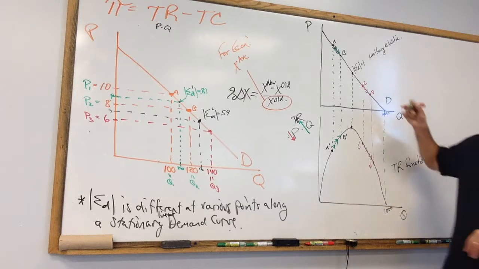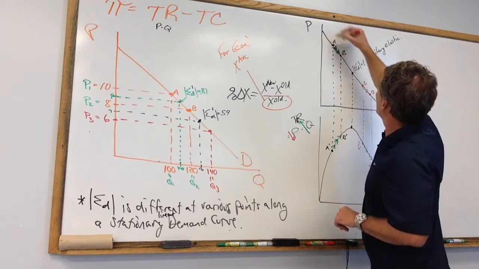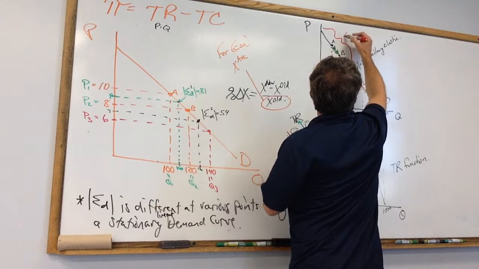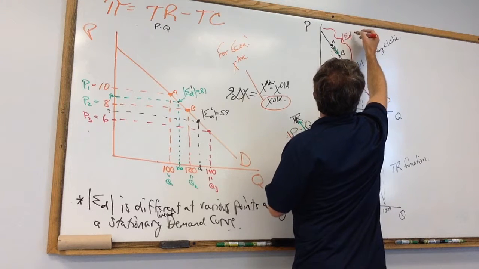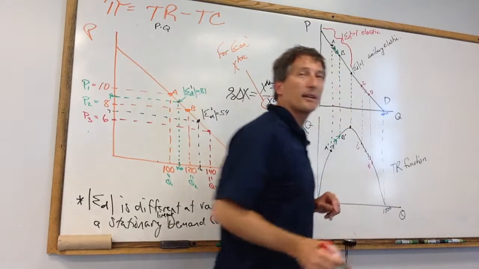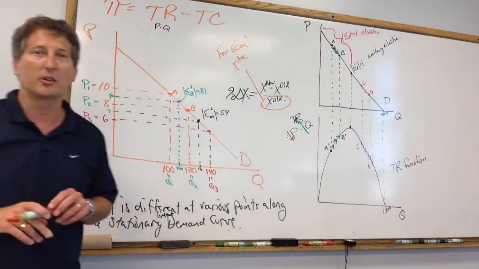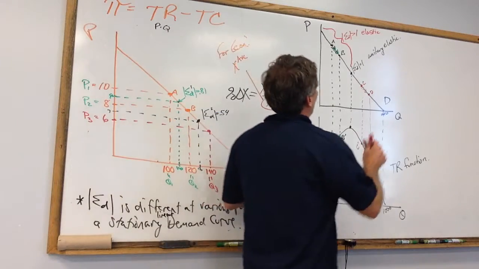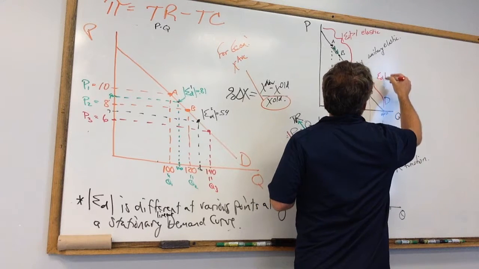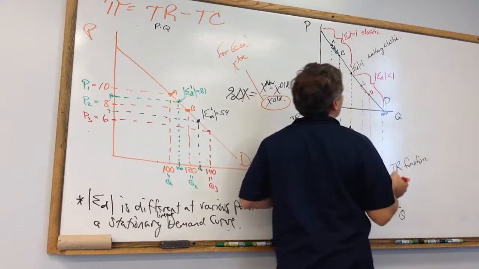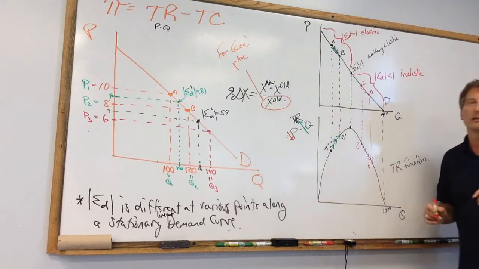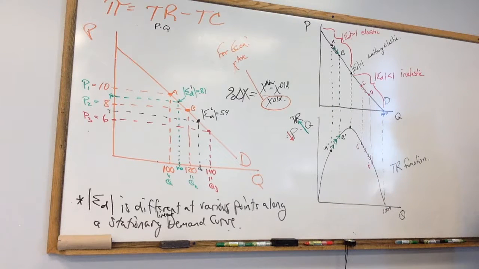Okay, so what's going on with these ranges? Over here, in this whole area, the elasticity of demand in absolute value is greater than 1. Demand is said to be elastic. It's the elastic range of the demand curve. Over here, the elasticity of demand in absolute value is less than 1. Demand is said to be inelastic. Or this is the inelastic range of the demand curve.